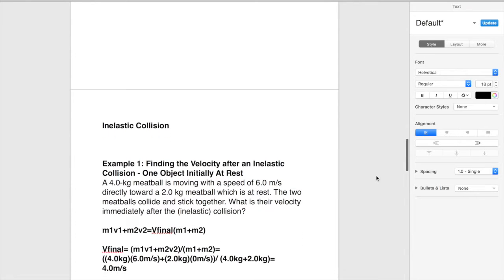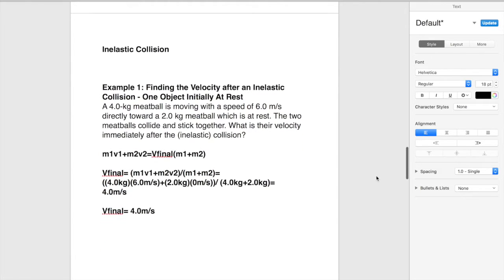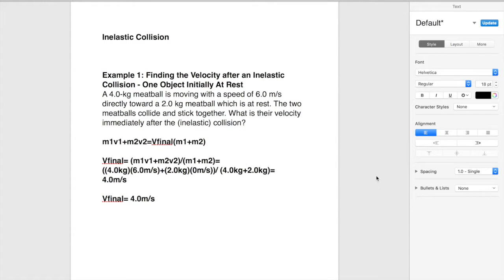Alright, let's get straight to it. So we have the basic inelastic collision equation, m1v1 plus m2v2 equals v final times m1 plus m2. So we can solve for v final by dividing by m1 and m2 to get v final equals m1v1 plus m2v2 divided by m1 plus m2.